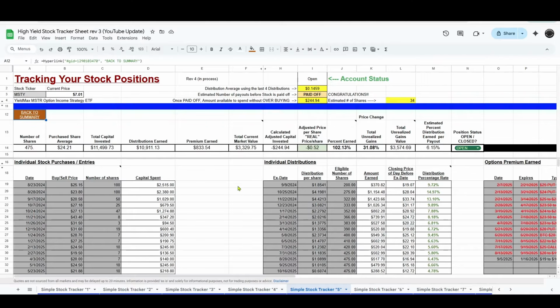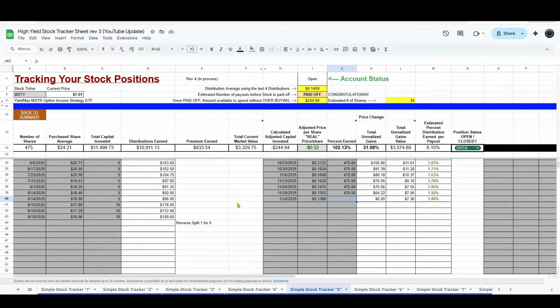Next, we have MSTY. And for MSTY, I have 475 shares. But one thing to remember, MSTY will be going through that reverse split on Monday, but that does not affect my shares for this week. So next week, I'll be doing a video and showing how I'm getting that sheet updated for MSTY along with AMDY, but it will be the same way as I did in the previous video.